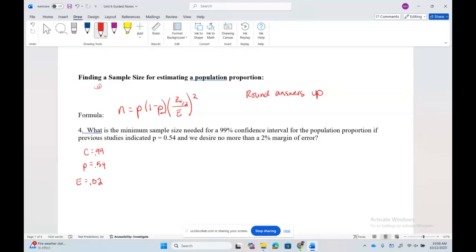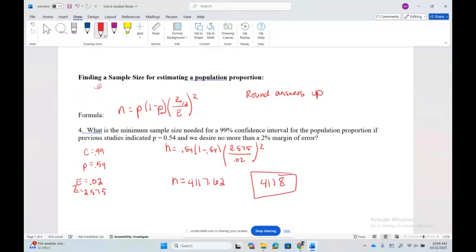Okay, so we're just going to plug this stuff in. I need that z-score from the table. Looking at that table, that z-score will be 2.575. All right, so n equals p times 1 minus p times that z-score over our margin of error, and that's raised to the second power. I'm going to put all of that in my calculator, and I get 4117.62. I'm going to round up for my final answer.